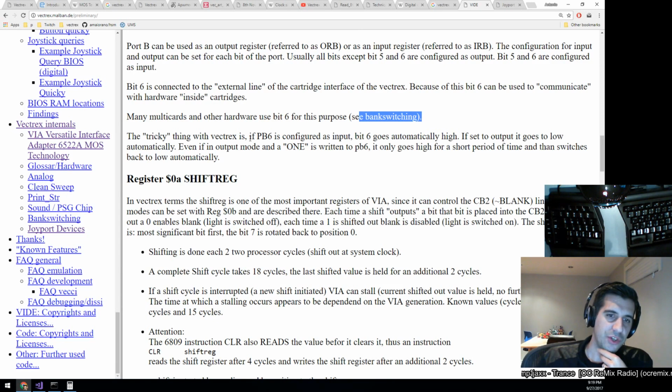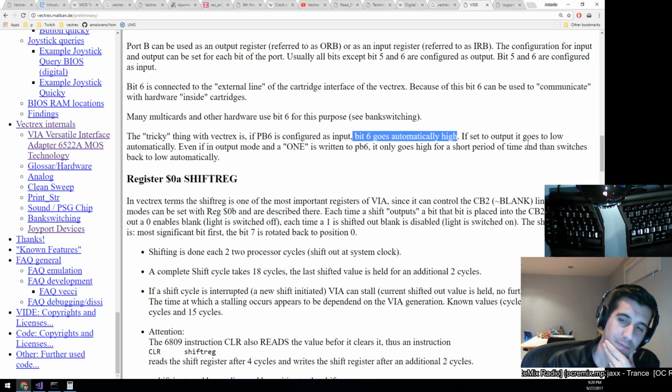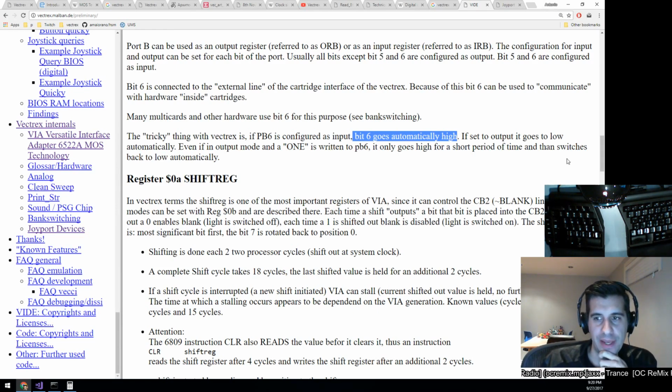The tricky thing with Vectrex is if PB6 is configured as input, bit 6 goes automatically high. If set to output, it goes to low automatically. Even if in output mode and a 1 is written to PB6, it only goes high for a short period of time and then switches back to low automatically. Okay, I guess we'll learn more about that when we learn about bank switching and how this works.